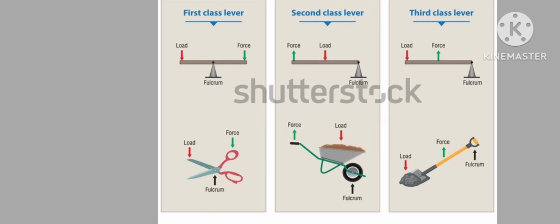An example for the third class lever is shovel or tongs. Tongs means any fire tongs, all of these come under the third class lever. And also fishing rod, tweezers, shovels. These are also examples of class 3 lever.